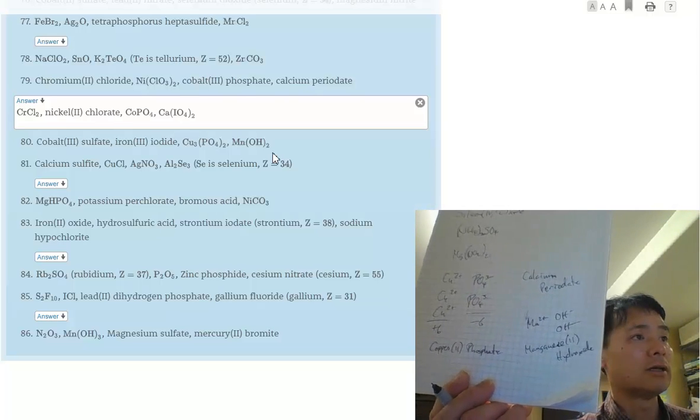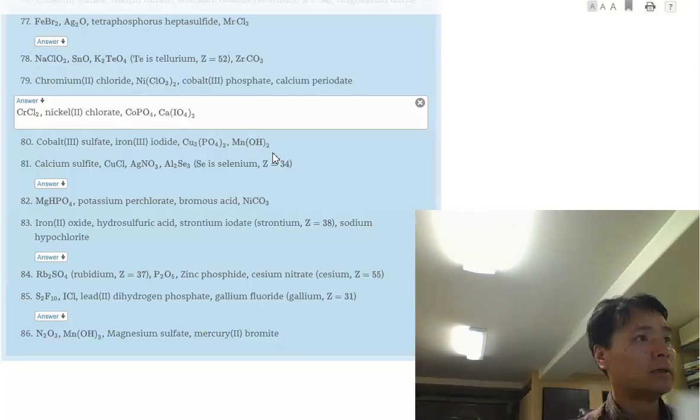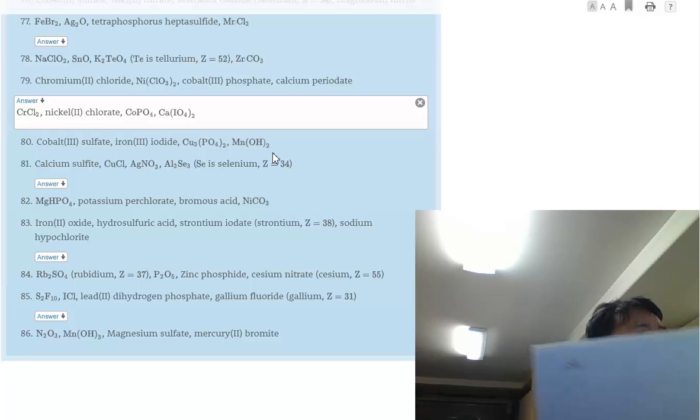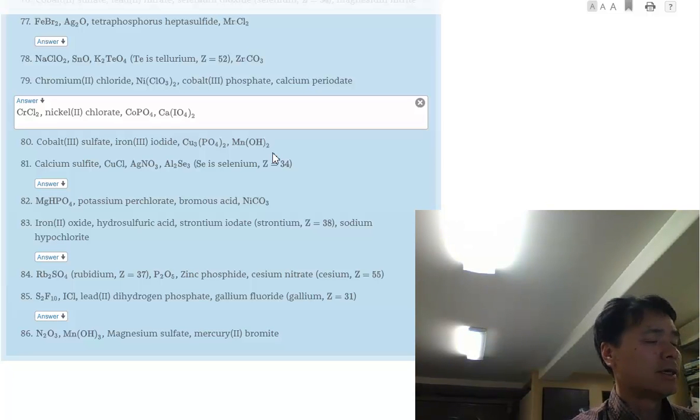Okay, next is calcium sulfite. Well, we know sulfate. Sulfate is an SO4 with a 2 minus, so sulfite's an SO3 with a 2 minus. And so this just works out to CaSO3. Then we have a Cu and a Cl. Cl is a -1, therefore Cu must be a +1, so that's going to be copper with a charge of 1, chloride. Copper is a 1,2, so this would be cuprous chloride.